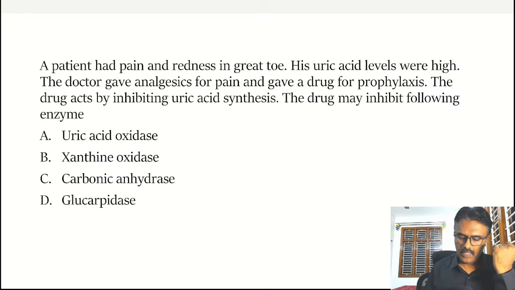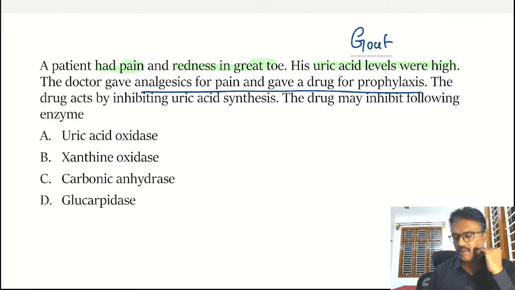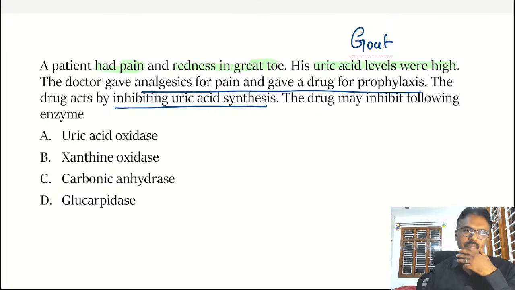Let's go for another favorite for exam. A patient had pain and redness in the great toe. Uric acid levels are high. So whenever you think of high uric acid, one thing comes to your mind, gout. The doctor gave analgesic for pain and gave a drug for prophylaxis. The drug acts by inhibiting uric acid synthesis. The drug may inhibit which of the following enzymes? So what is the drug name?